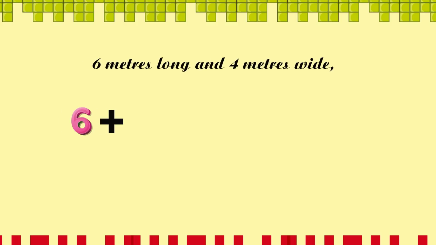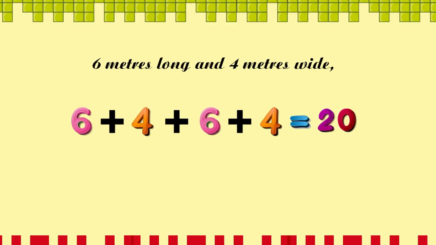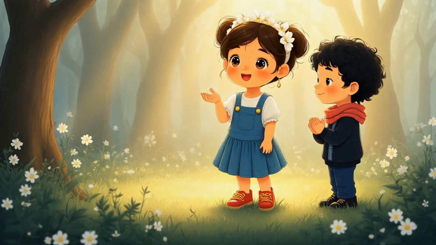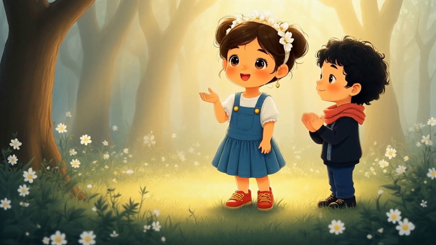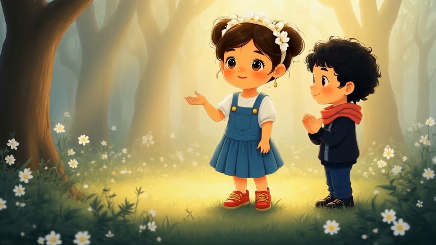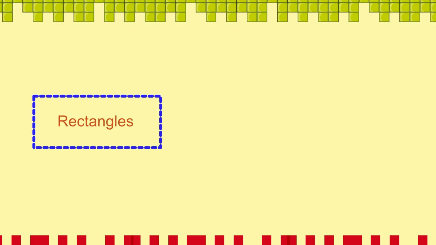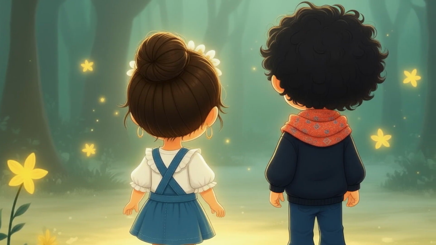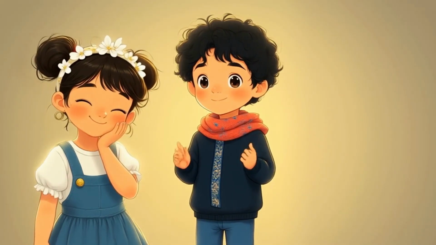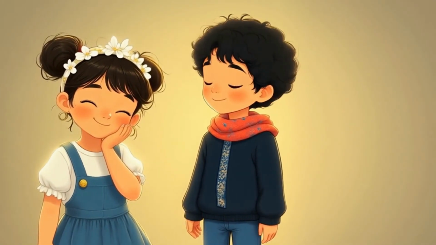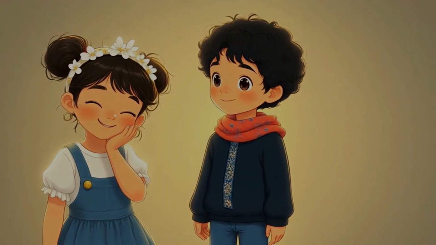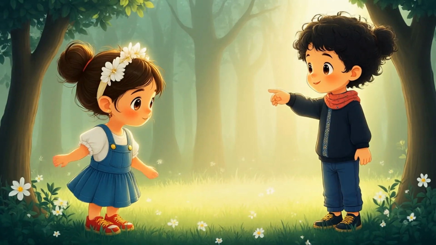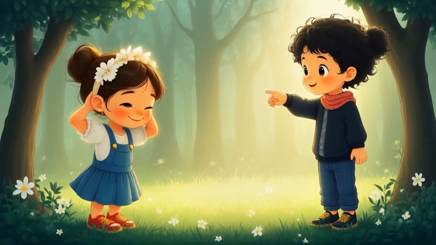"Then the perimeter is 6 plus 4 plus 6 plus 4 equals 20 meters," said Tasha happily. "Correct," said Samir. "We can also use the formula. Perimeter of a rectangle equals 2 times (length plus breadth)." Tasha clapped. "That's easy." "And if it's a square, then all 4 sides are the same," said Samir. "So, perimeter equals 4 times side."